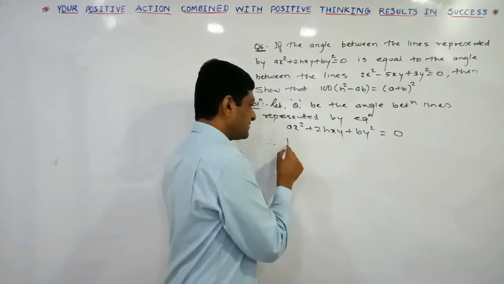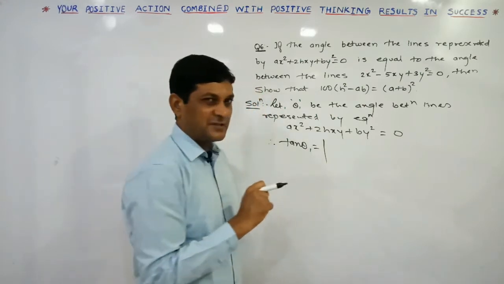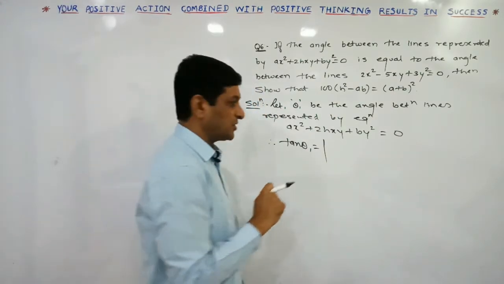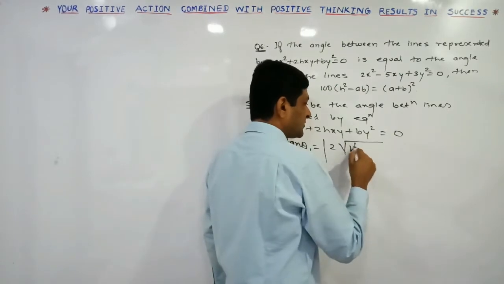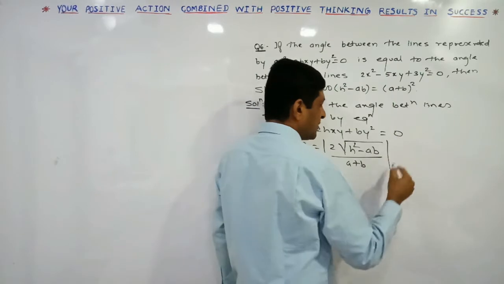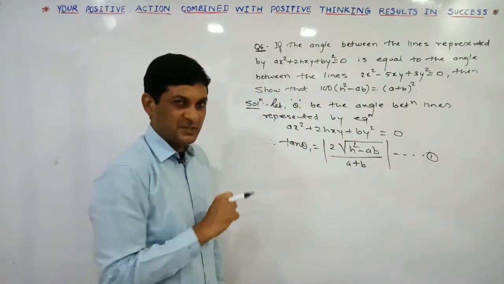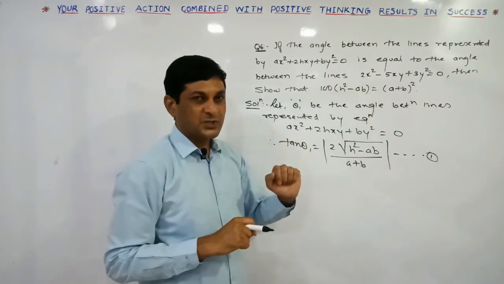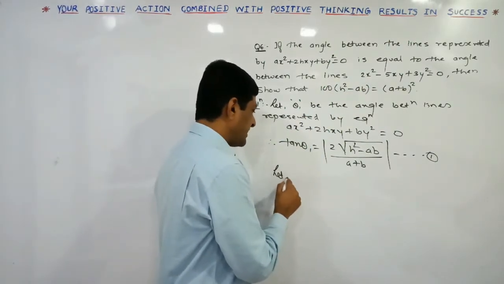So therefore tan theta 1, we have one formula to find the angle between the lines represented by a homogeneous equation. What is that formula? 2 under root h square minus ab upon a plus b. In this way we have got the value of tan theta 1. Let us denote it by equation number first. Now consider the second equation and denote the angle between the lines represented by this equation by theta 2.